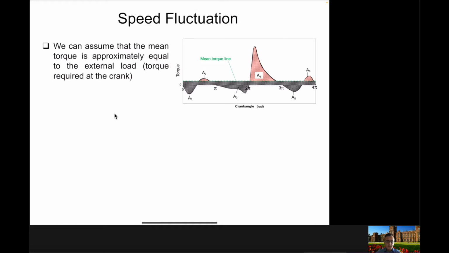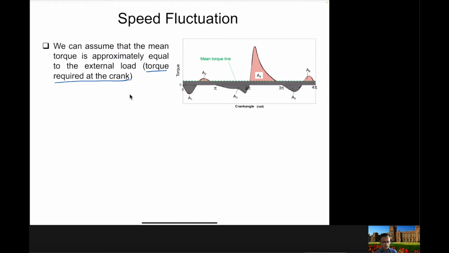Okay, now we can talk about the speed fluctuation. As you can see, the torque is fluctuating, it's not constant, but we can assume here that the mean torque is approximately equal to the external load, or the torque required at the crank. So we will assume here that the mean torque is the torque that you require to run your car, for example, from the engine. But the actual torque from your engine is not constant.